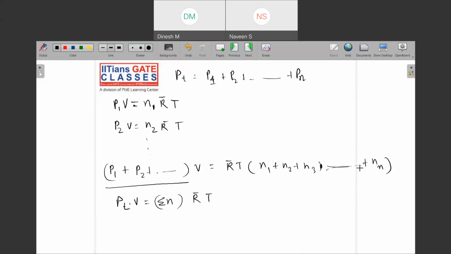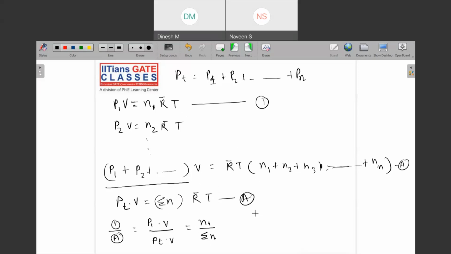So let us say that this is equation A, and let me say that this is equation 1. Then if you do 1 upon A, what you can see is that 1 upon A is P1 into V upon PT into V. This becomes equal to what? Here R bar T is common. So here we have N1 upon summation of N.